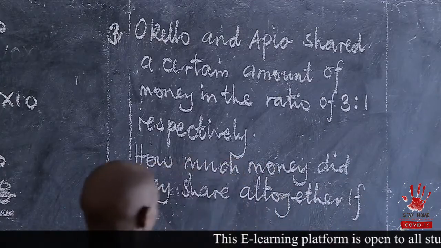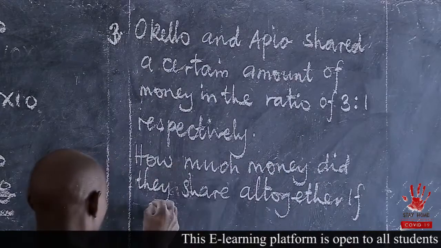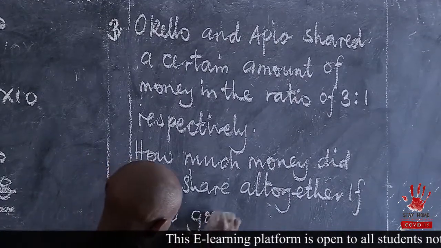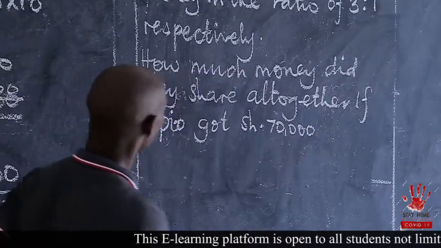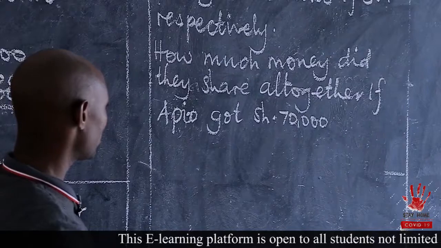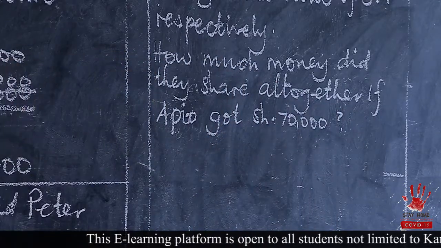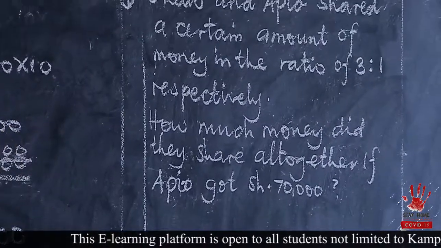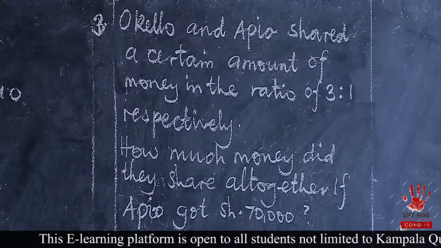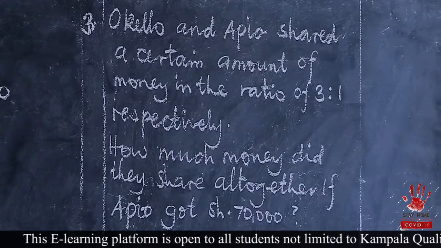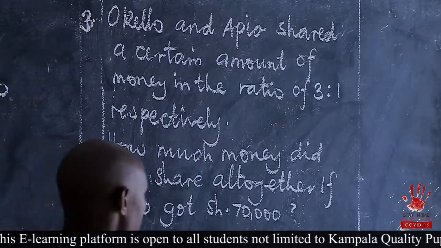If you just choose one of them, I can decide to choose maybe Appeal. So if Appeal got 70,000 shillings, how much money did they share all together if Appeal got 70,000 shillings? You see? Okay. Okero and Appeal shared a certain amount of money, we don't know that amount, in the ratio of 3 to 1, respectively. How much money did they share all together if Appeal got 70,000 shillings?